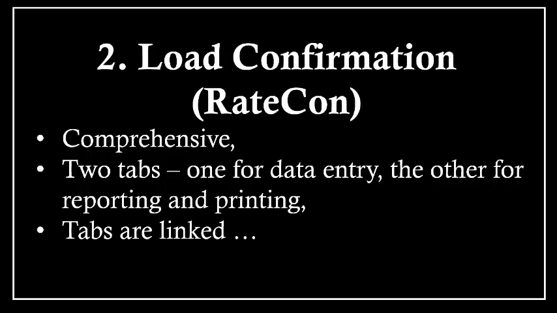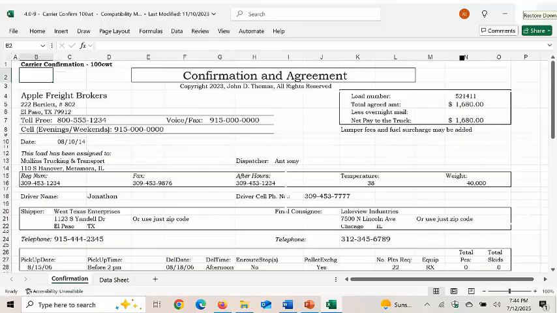Now, the second handout is the load confirmation, popularly known as rate con. It's a spreadsheet that's comprehensive. There's 2 tabs. One is where you'll enter the data, and the other is where you'll report the information and print it out if you like. These 2 tabs are linked. Let me show you. Let's go to the actual.